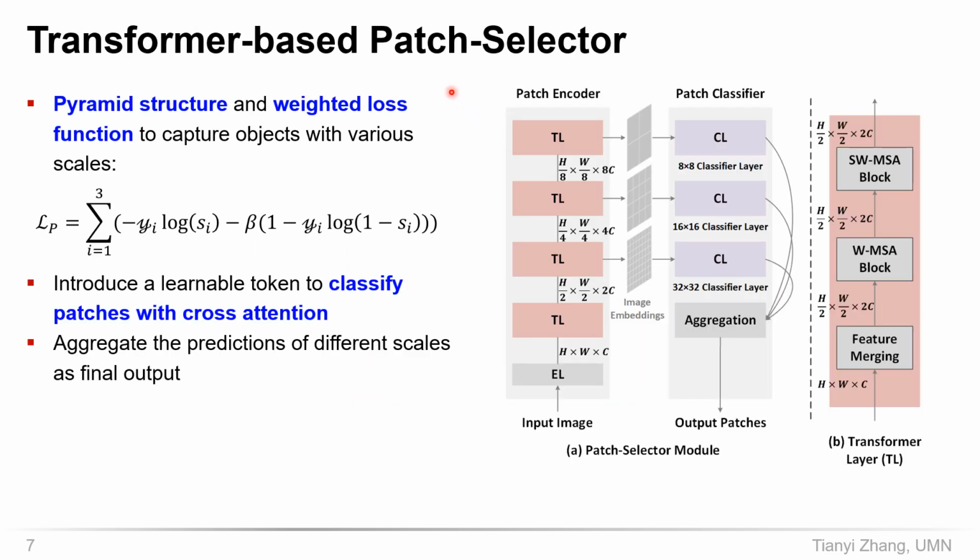On this page, I will introduce the details of our patch selector. As you can see, it's a pyramid structure. The input image goes through one embedding layer, first a convolution layer. After that, it goes through several transformer layers. For the transformer layers, we adopt the structure of Swin Transformer, and we can generate features with different scales, as you can see. We select 3 of them for the classification. For the classification layer, we introduce a learnable token to classify the patches with cross attention. After that, we combine the 3 of them together to be the final output. And for the loss function, as you can see in this equation, we consider all 3 scales.